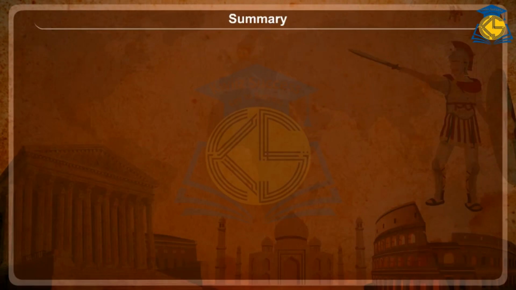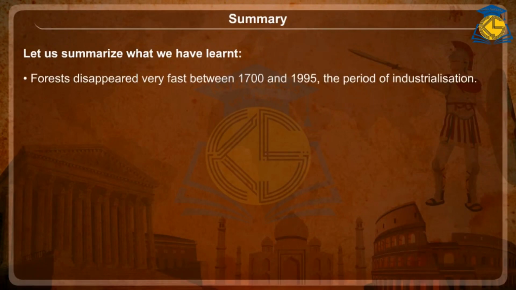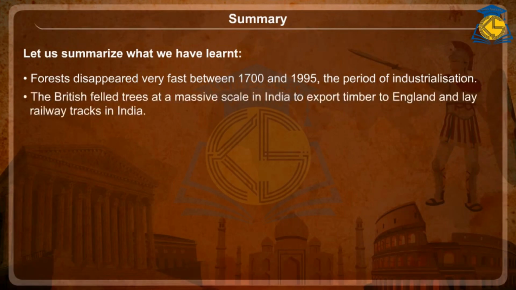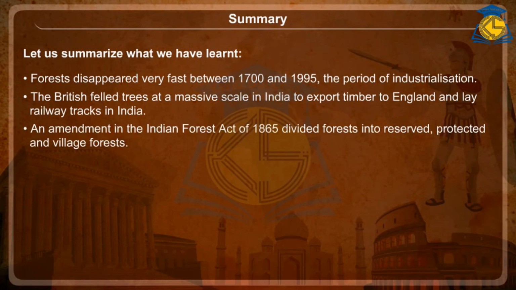Summary. Let us summarize what we have learned. Forests disappeared very fast between 1700 and 1995, the period of industrialization. The British felled trees at a massive scale in India to export timber to England and lay railway tracks in India. An amendment in the Indian Forest Act of 1865 divided forests into reserved, protected and village forests.